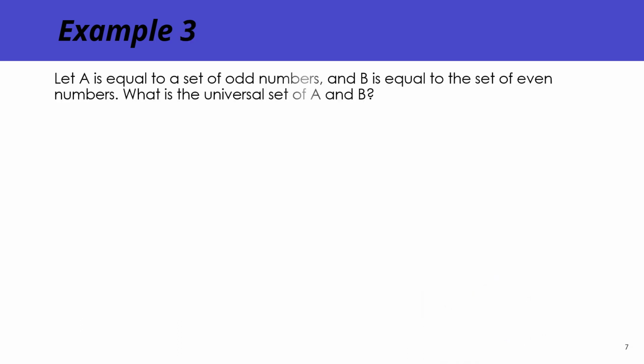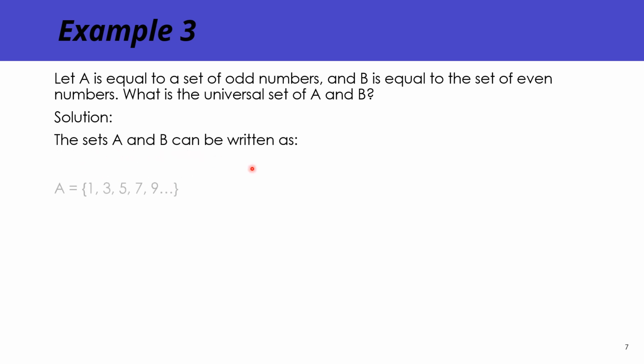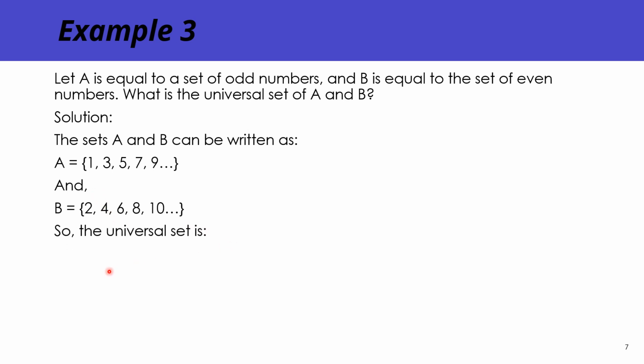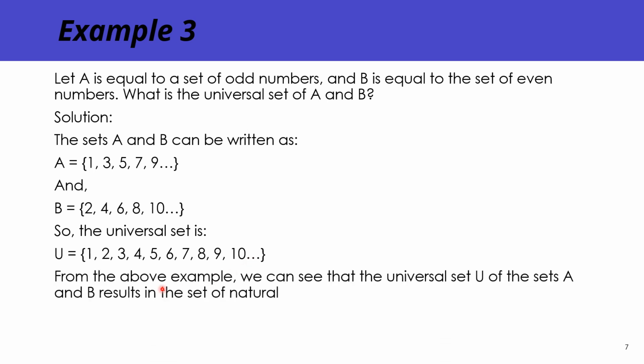Okay. Next, example number 3. Let A be the set A, with the universal set of A and B. So we have sets A and B written like that. The universal set is 1, 2, 3, 4, and there is no end, which means it's infinite. From the above example, we can say that the universal set U of the sets A and B results in the set of natural numbers.